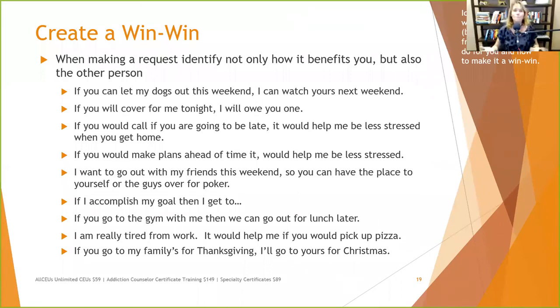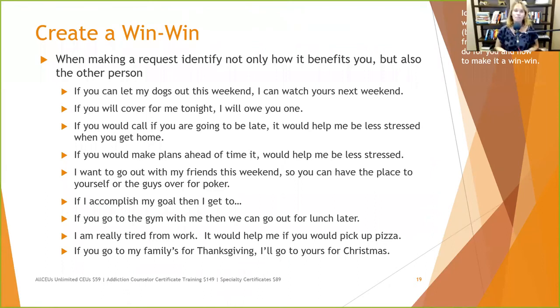You can make different suggestions and compromise, not really compromises, but helping the person see how it benefits them too. I'm really tired from work. It would help me out a lot if you would pick up pizza. That comes out a lot better than calling up your significant other on the phone and going, hey, pick up pizza on the way home.